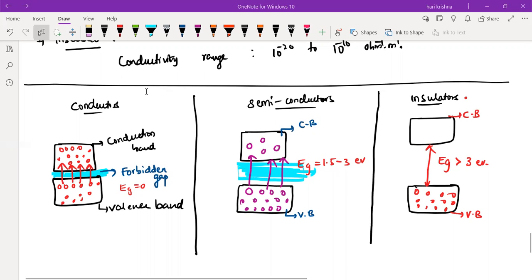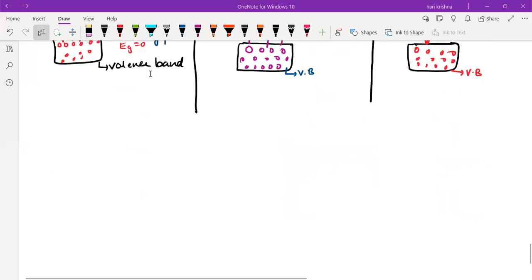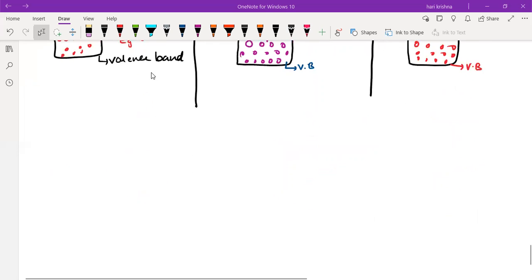So what is the meaning of doping? Adding an appropriate amount of a suitable impurity to increase the conductivity of semiconductors is called doping. Okay, just wait a minute. I will write the definition here.